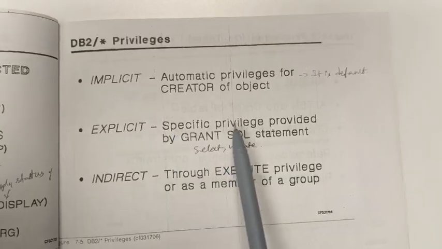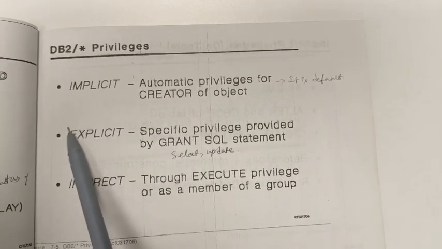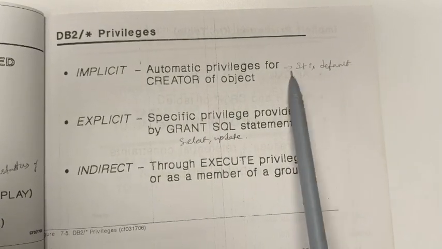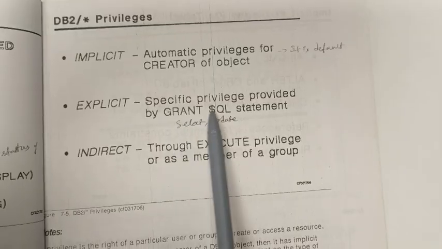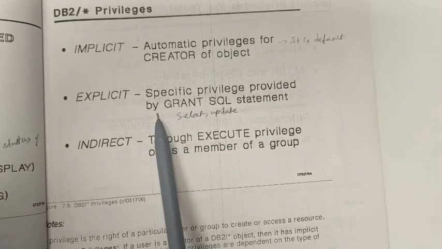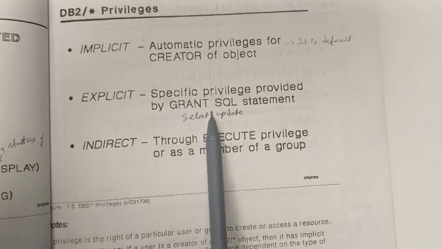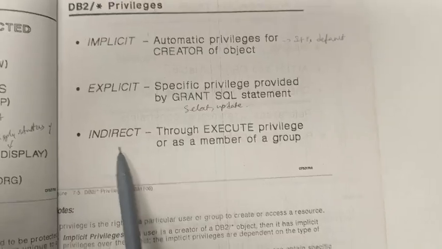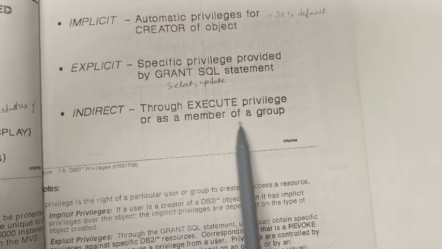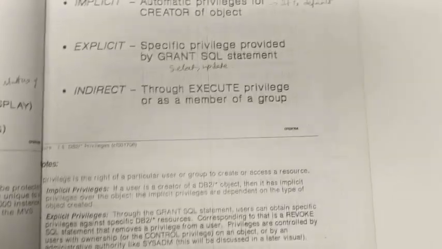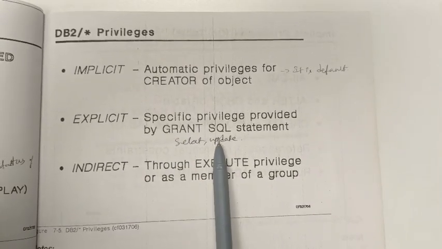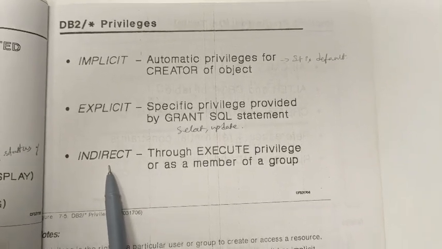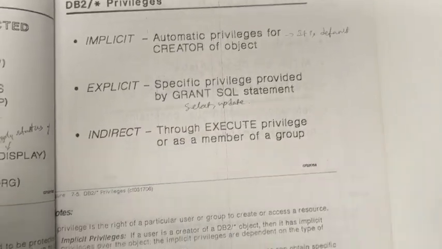And now we see what implicit and explicit privileges are, and the difference between them. Implicit privileges are provided automatically when you create an object; it is a default value. Explicit privileges are ones we have to give by running the GRANT and REVOKE commands in SQL. There are also indirect privileges, to execute a privilege as a member of a group. Once someone has given access to a particular member, he can execute the privilege, and then he can provide access to another person. That is called indirect privileges.